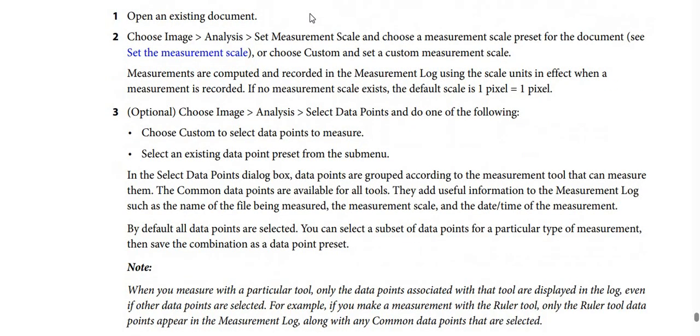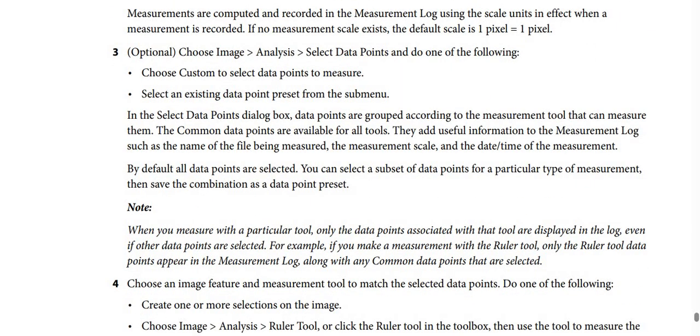Step number 3, optional. You have to choose image, then select analysis, then select data points, and do one of the following. You have to choose custom to select data points to measure, and after that you can select an existing data point preset from the submenu. In the select data points dialog box, data points are grouped according to the measurement tool that can measure them.